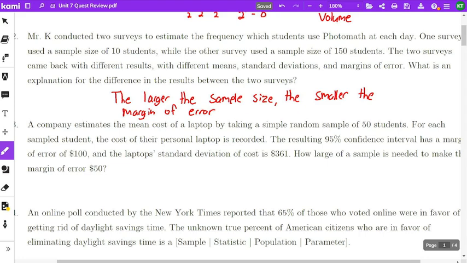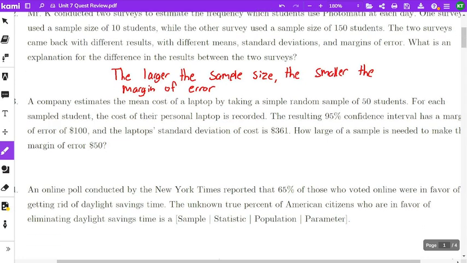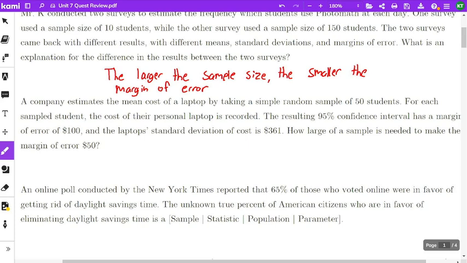All right, the next one, a company estimates taking a simple random sample of 50 students. For each sample student, we have these laptop costs. And then it says 95% confidence interval. We have a margin of error of 100, and the laptop standard deviation is 361. And then it's asking how large of a sample will make the margin of error $50. So as we see, the margin of error is decreasing from 100 to 50. It's cutting in half. So if it's cutting in half, that means the sample is going to be 4 times the original size. So that means 4 times 50 would be 200 students. That would be the actual answer.